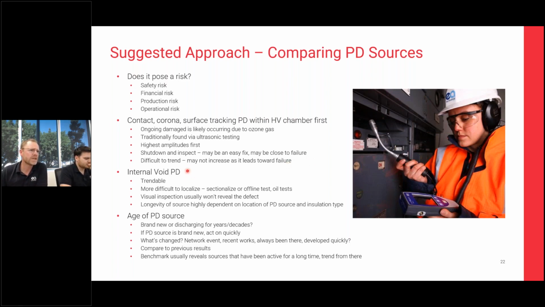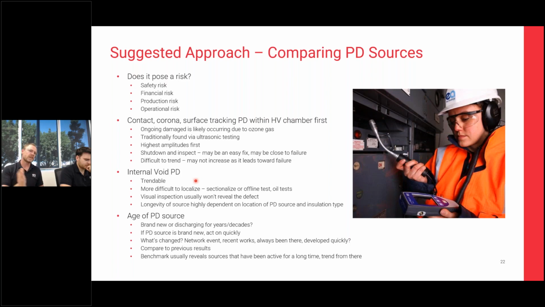Now, internal void PD sources, these are the ones where you've got the defect on the inside of the insulation. Generally picked up by the TEV test technique. You can pick them up with the HFCTs as well. Now, these ones tend to be trendable most of the time, so they can get worse and worse and worse before they fail. But these are more difficult to localize, however. So as you can imagine, the signals from these PD sources travel through all the conductors around them and all the metalwork away from their source.